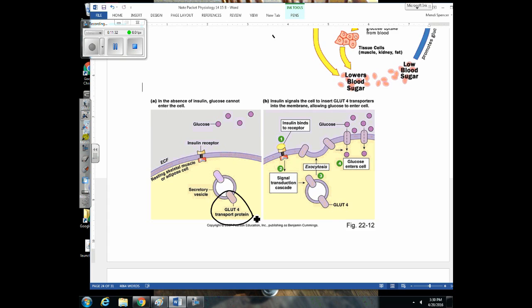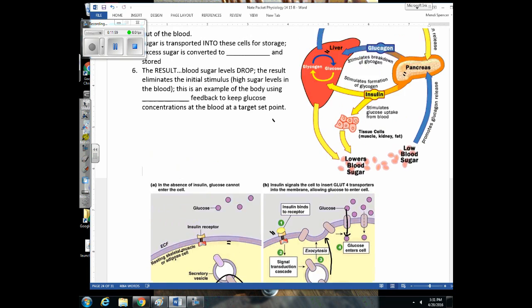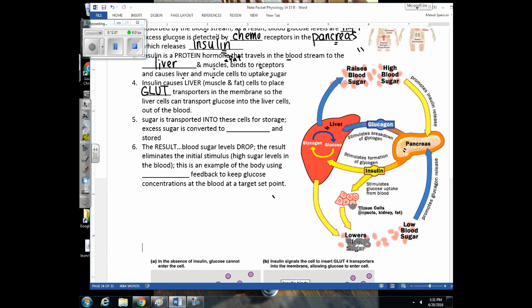If you notice, they're not embedded in the membrane of this muscle cell, or this could be a fat cell. Whenever insulin binds to this receptor protein, and you can see that here, then these transport proteins are now embedded in the membrane of these muscle cells and fat cells and liver cells. And now the glucose can travel through those transport proteins and into that type of cell for storage. So that's what I mean by insulin causes these GLUT transporters to be inserted in the membrane of those cells.